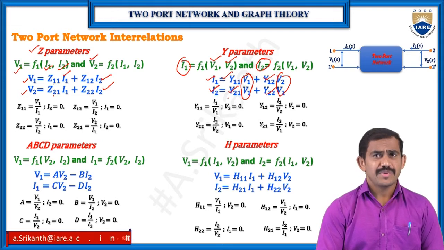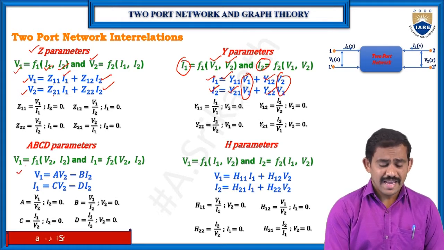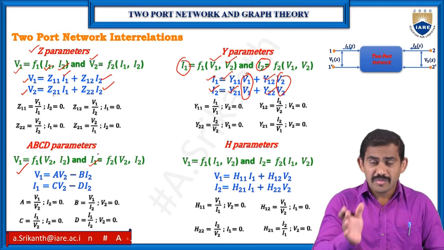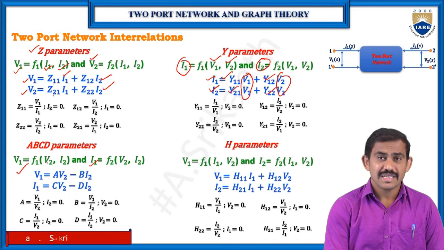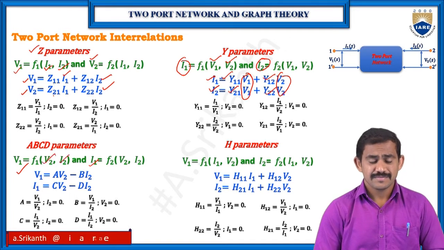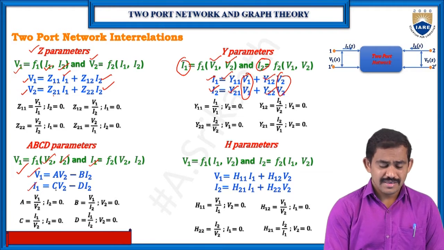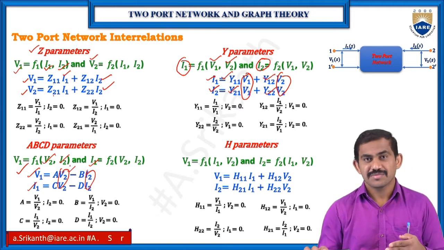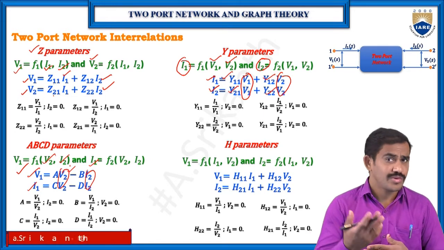Now coming to ABCD parameters: the primary side values, V1 and I1, are given in terms of the secondary side voltage and secondary side current, V2 and I2. Here the minus means that the primary current direction and secondary current direction are reversed. If both are in the same direction, you can write plus also, no problem.